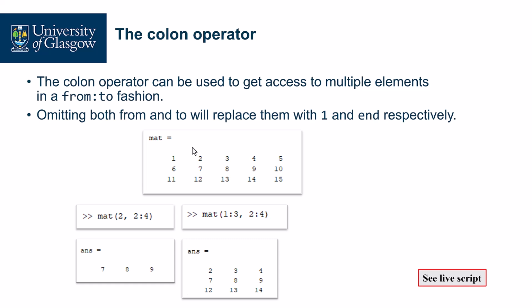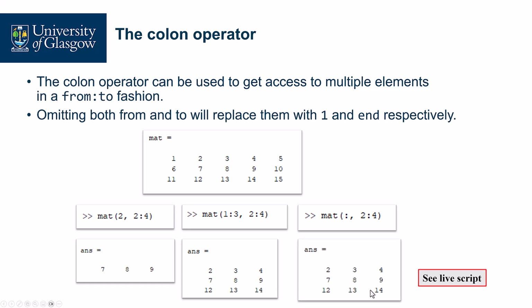Sometimes we use colon, but we omit both the from and to. This means we want all. So we can see this one and this one are the same thing. I wrote 1:3 here. Here I just write a colon and nothing in from and to. Nothing is there. So this means I want all the rows, 2 to 4 columns. So these 2 are the same thing. We can see MATLAB gives us the same thing, right?